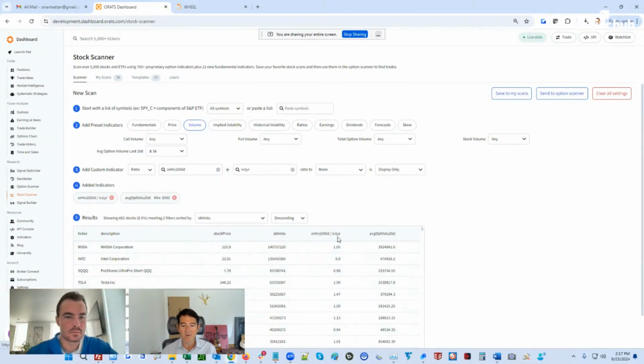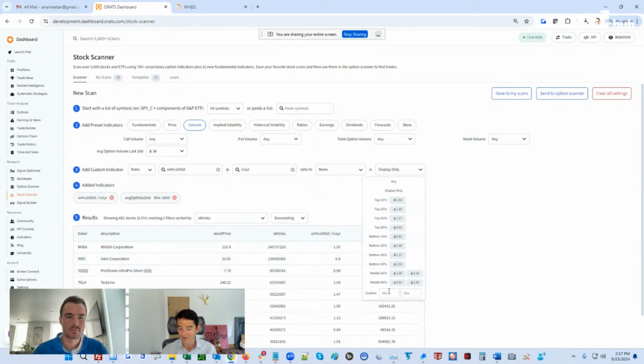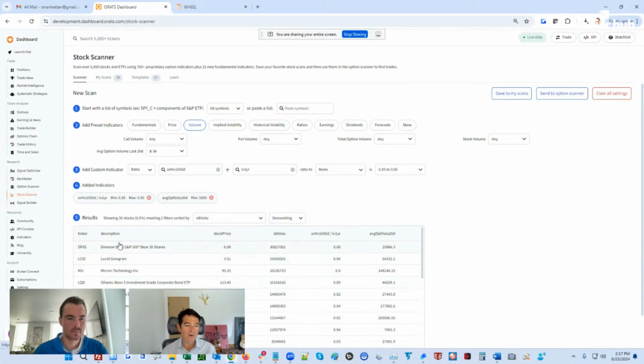So we could see that, well, in your case, Tyler, we want the historical volatility to be well below. So we want it to be like in the 0.80 range. What I like to do is I don't want it too low, because that's kind of a weird scenario. So I'll put the lowest I want is 0.85, and the highest I want is 0.95. We'll just say that. So now we're down to 30 stocks.